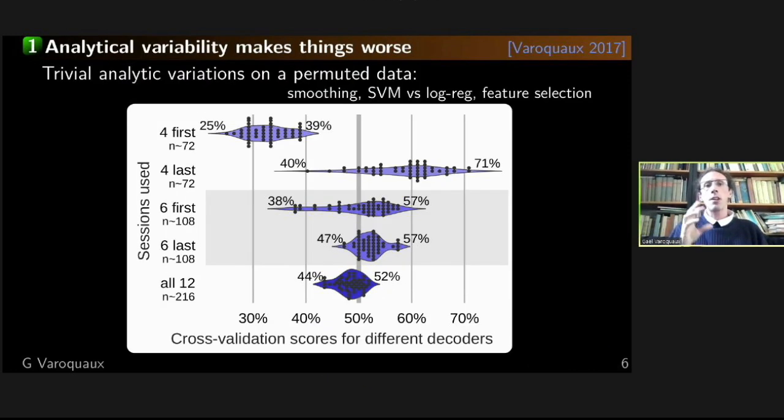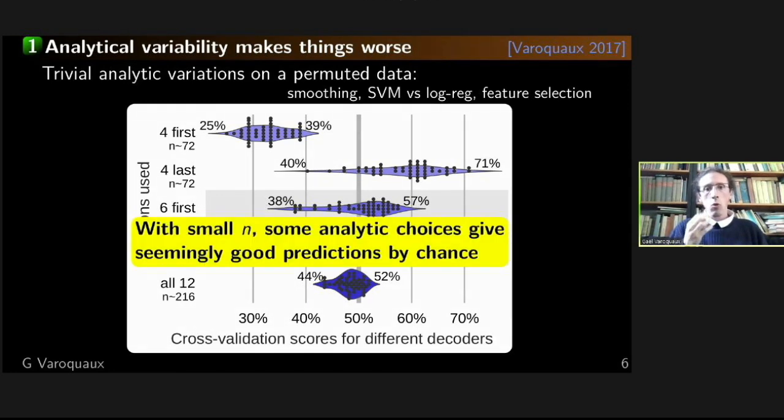Now, the fact that we're making modeling choices which explore analytical variability makes things worse. If I do trivial analytical variations on permuted data, for instance, changing smoothing, the choice of a decoder, or feature selection, I'm observing the huge variability of cross-validation score that I'm showing on the figure here. So on the data that is actually permuted, for which there is no possible prediction, I can observe as much as 71% prediction score. So with a small number of observations, some analytical choices will give seemingly good predictions by chance.